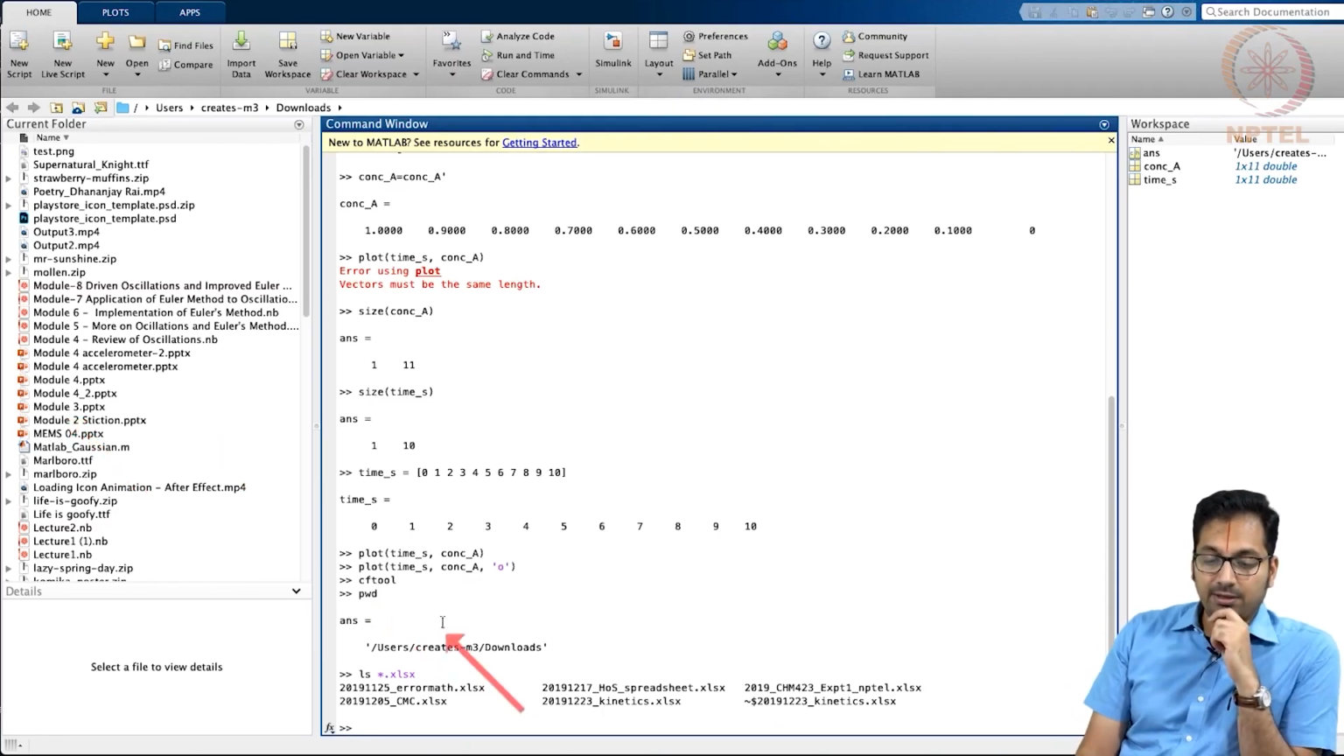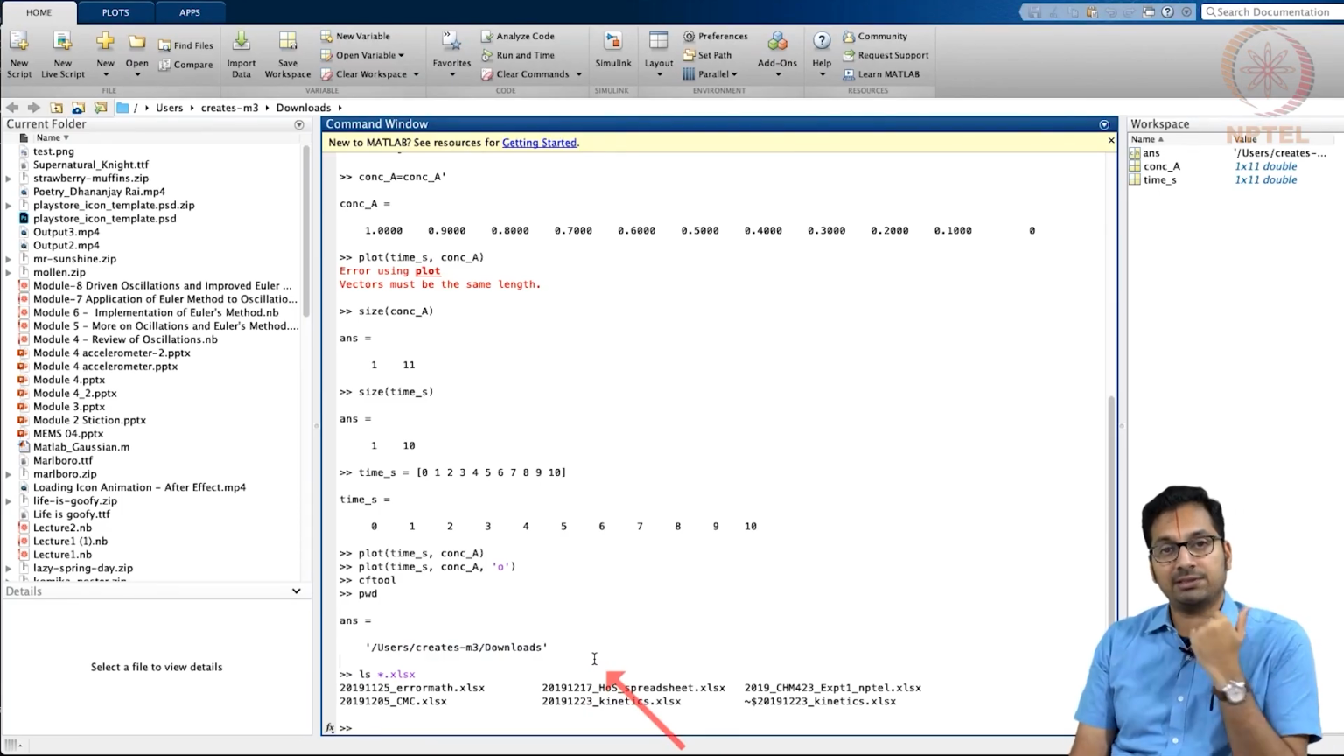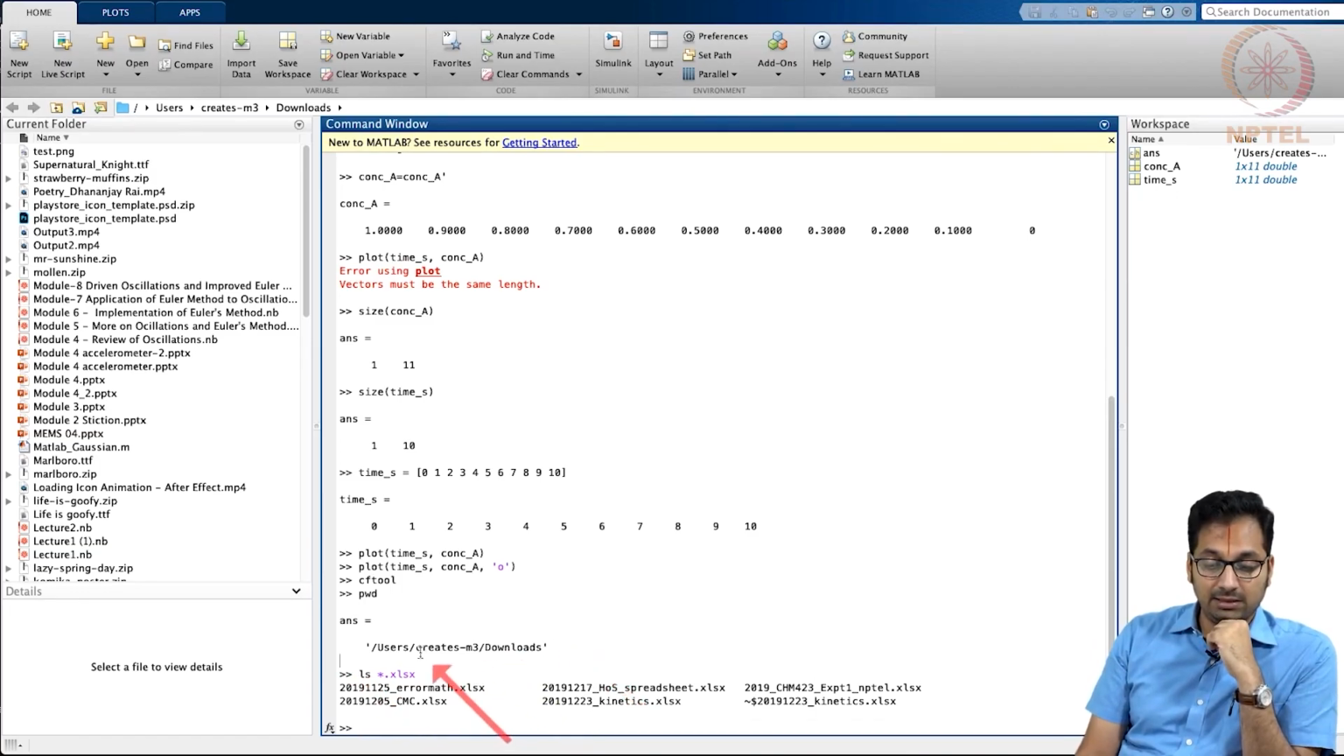So what I am doing here is using the command pwd, which prints the directory that I am working in. This is like the way you might see on a Windows computer, C:/Windows/downloads, but in this case it is a user by the name creates M3, and the files within downloads are where you are sitting. If you list the set of files that have the extension XLSX, I am actually using this Excel sheet to do our analysis.